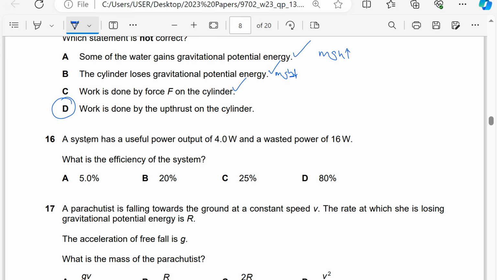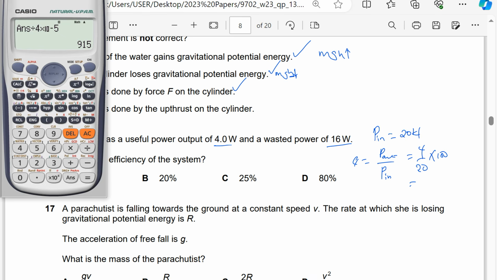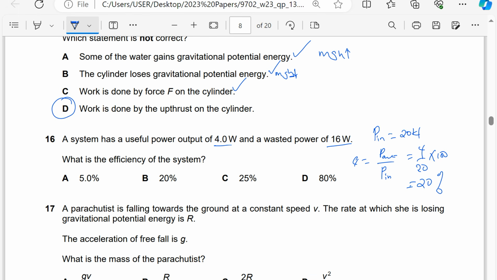The system has useful power output 4 watts and wasted 16 watts. That means total power is going to be 4 plus 16, which is going to be 20 watts. What is the efficiency of the system? So efficiency is going to be the useful power output over the power input. So this is going to be 4 divided by 20 times 100. So 1 over 5 times 100, I think this is 20%. So the answer here is going to be B.